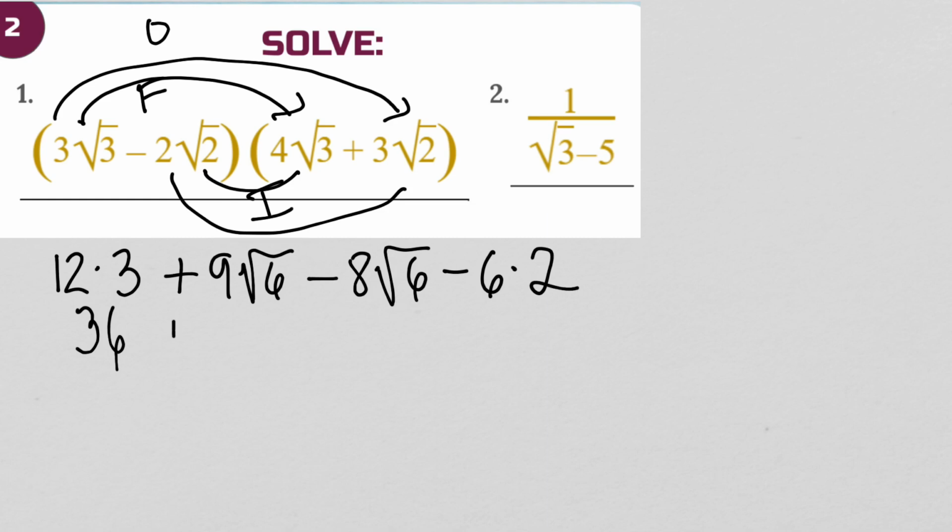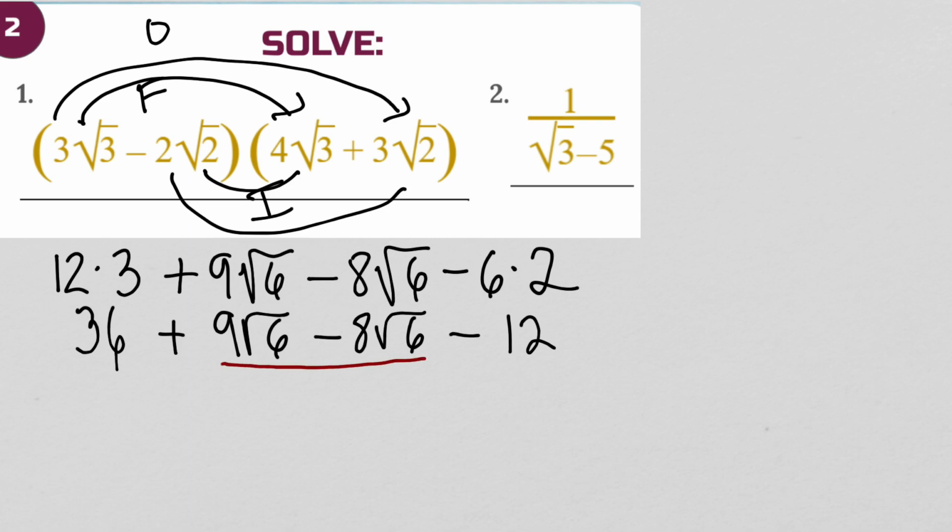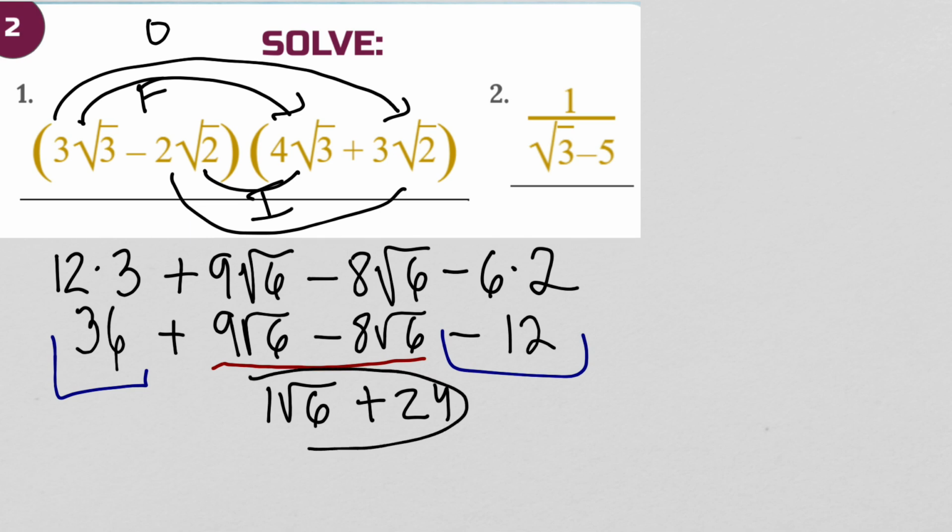So now let's take a look and bring down everything. Bringing down the 9 root 6, the minus 8 root 6. 6 times 2 is 12. Which are like terms here are these two here in the middle. So I'm doing 9 minus 8. So I'm going to get 1 root 6, or plain old root 6. And then the other pair of like terms is 36 minus 12, which is 24. So that's my answer for the first part.